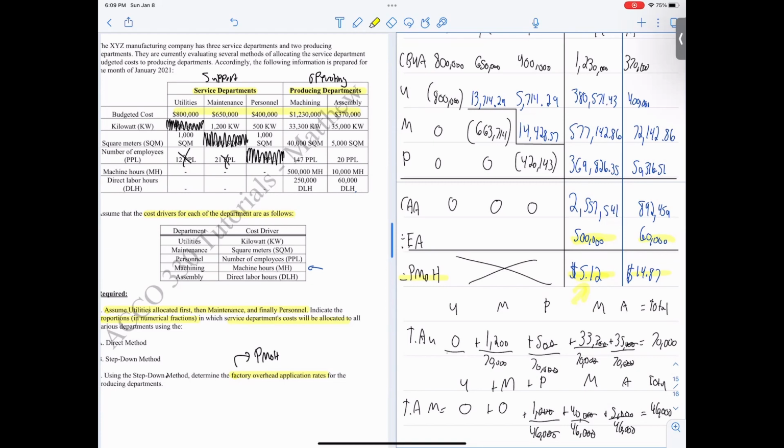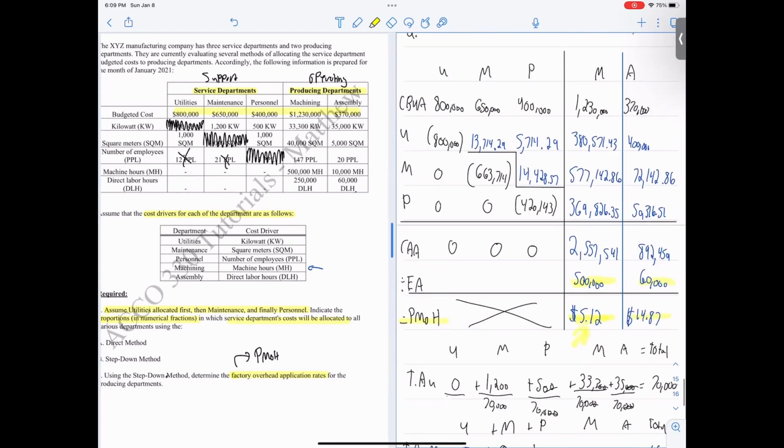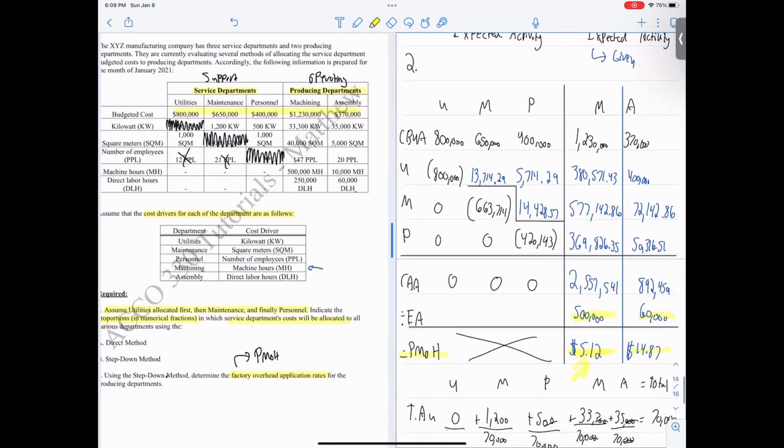This is something you should expect on your exam. Get used to it, guys. Like I said, this new table is your best friend. This is how you're doing your cost allocation table going forward, to take into account the extra section at the bottom that allows you to calculate the predetermined rate.